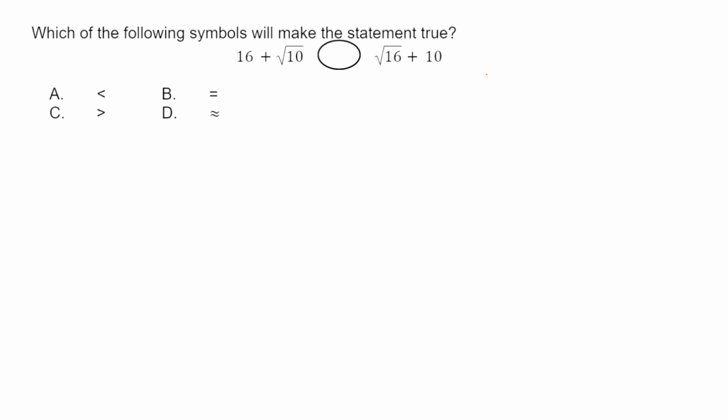So it's 16 plus square root of 10 and then 16 plus 10. So this one actually, we don't have to do everything, okay? Because as you can see here, if we start first with square root of 16, what's the square root of 16? That's definitely 4, right? We have here 4 plus 10. What's 4 plus 10? 4 plus 10 will give us 14, right? And then we're going to compare that on the left side, 16 plus square root of 10.